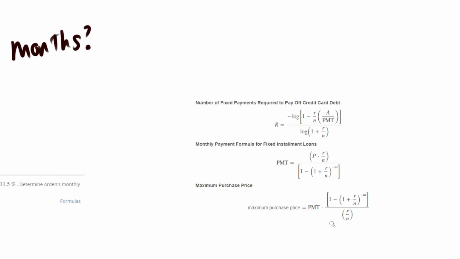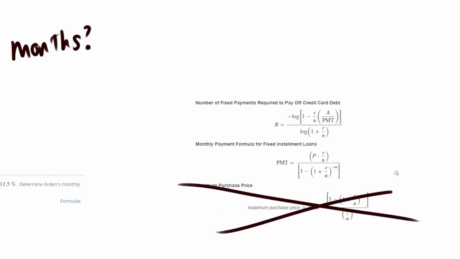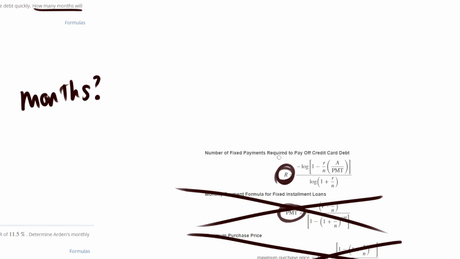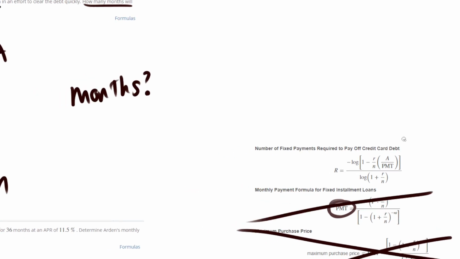This one doesn't have a P or a V or an A, so we don't need the maximum purchase price, and it's not asking for that anyway. We already know what our payments are, so we don't need to use this. We are looking for the number of fixed payments required.